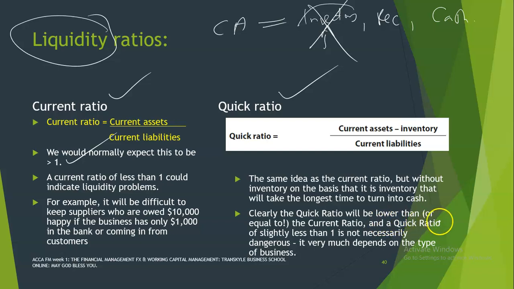Clearly, the quick ratio will be lower than or equal to the current ratio, and a quick ratio of slightly less than 1 is not necessarily dangerous. It very much depends on the type of the business. So if the quick ratio is not much less than 1, we shouldn't be worried. Why? Because we still have the inventory, but we do not factor it in. Why? Because we assume that it is less liquid, or it takes time to become liquid. All right, but we still have the comfort that the inventory is there.